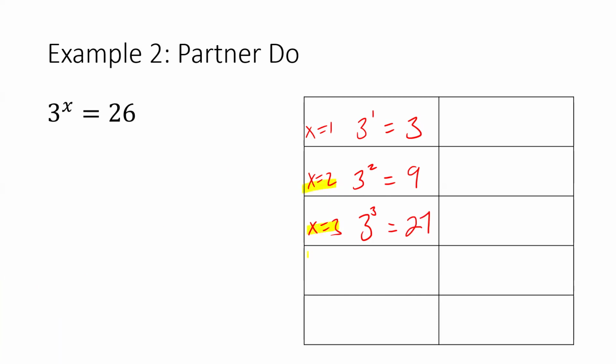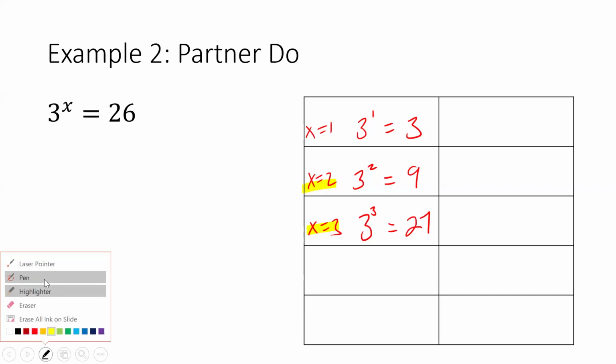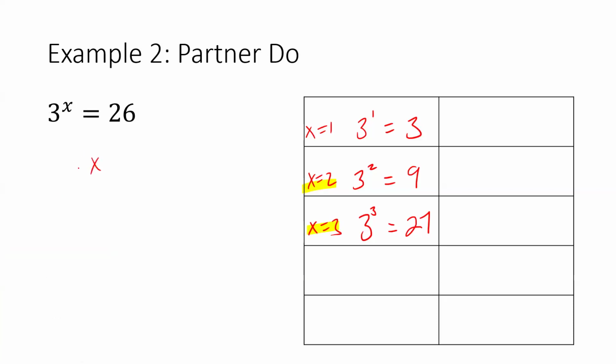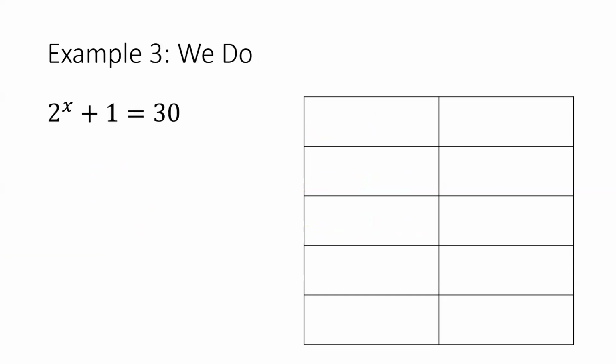So from what we have here, what do we know? x is 2. There we go. So we know that x is greater than 2, but less than 3. And in this situation, x is closer to 3. Does that make sense? Okay, that's how approximating works.